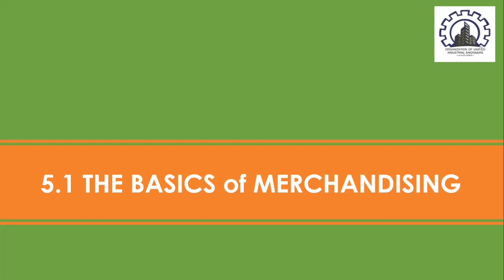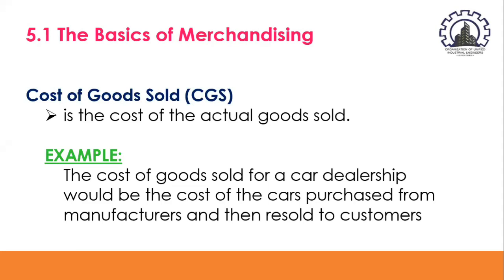So, what do we mean by cost of goods sold then? Cost of goods sold is the cost of the actual goods sold. For example, the cost of goods sold for a car dealership would be the cost of the cars purchased from manufacturers and then resold to customers. Take note that a service company does not have an expense called cost of goods sold, right? Why is that? Because in the first place, it does not sell goods.